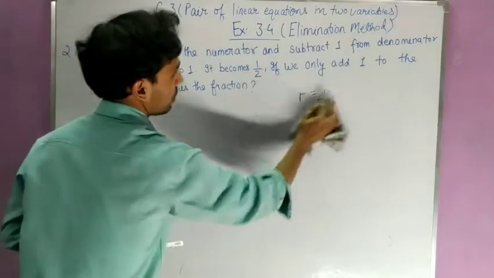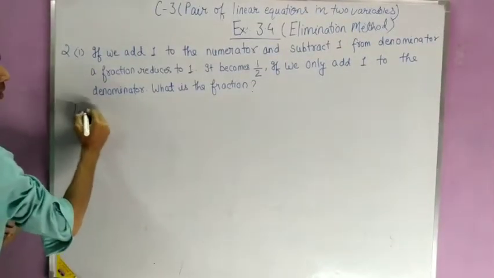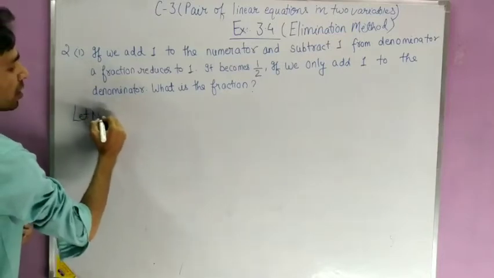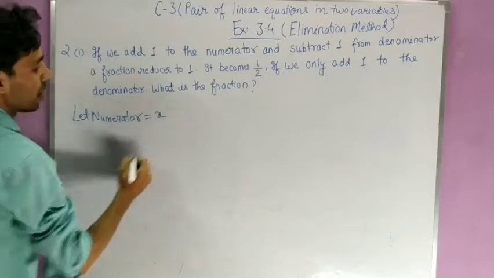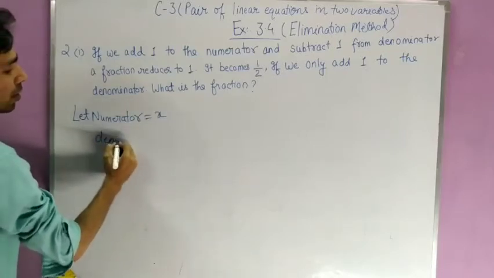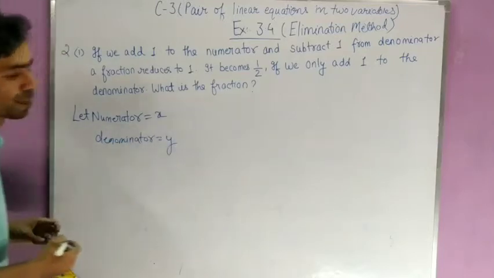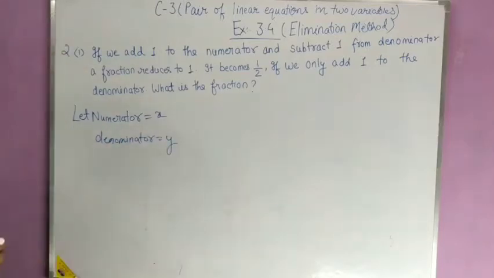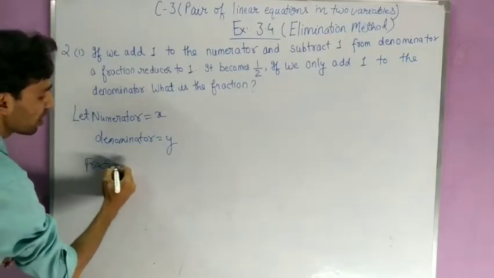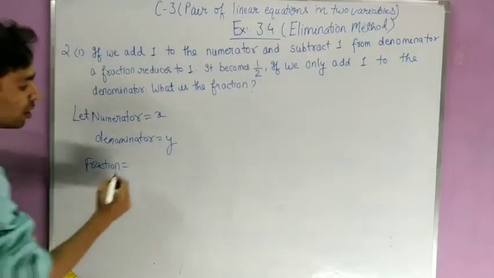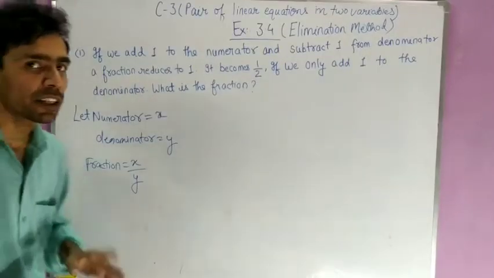See, what will we assume? We will assume let numerator be x and denominator be y. So what will be the fraction? We all know that fraction is equal to numerator upon denominator, so the fraction is x by y. This is the fraction.